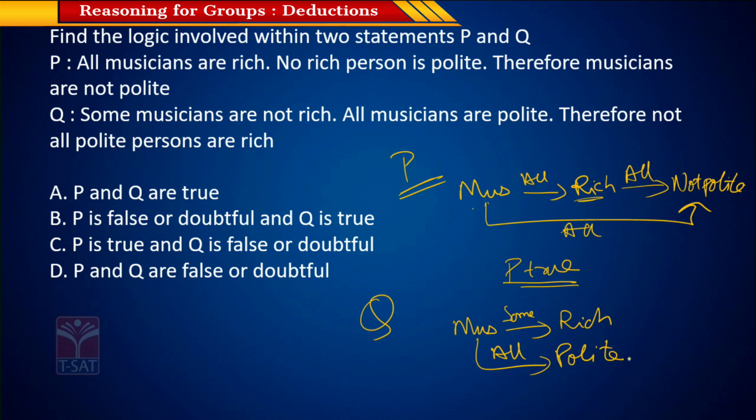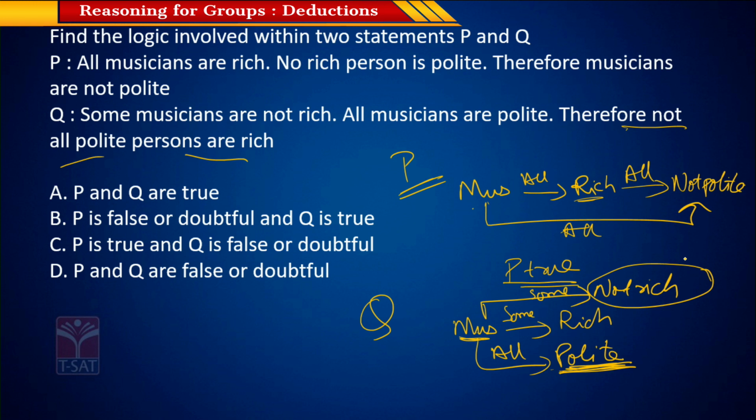So, if you're saying there are some musicians who are rich, that means that there are some musicians who are not rich, correct? So they are saying the conclusion that not all polite persons are rich. So out of these musicians, all of them are polite. So there can be some polite people who are not rich, right? So not all polite persons are rich is also a true conclusion given this statement. So P and Q both are true. Let's look at the next question now.